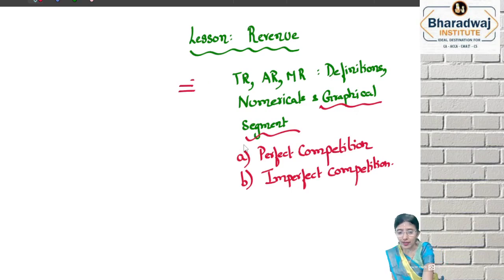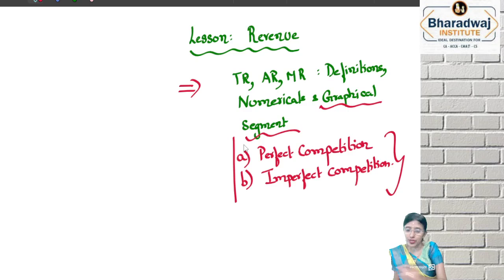So in my lesson on revenue, I'm going to understand what is TR, AR and MR, definitions, formulaic expressions, numericals. In the graphical segment, I will be keen to see the difference. As I revise, I will note how the revenue curve is in perfect competition and how the revenue curve is in an imperfect market. Probably this is the most expected question.